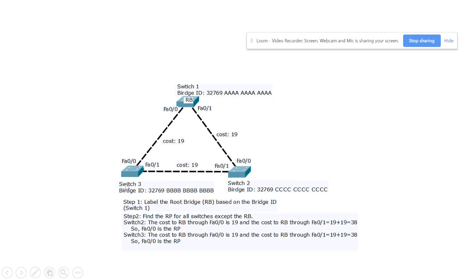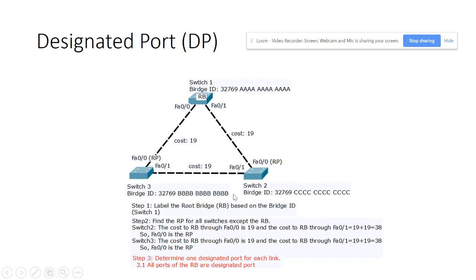Similarly, if we compare switch 3, two paths lead to the root bridge from switch 3. One path is through FA00 and the cost is 19. Another path is through FA01, and the cost is 19 plus 19, that is 38. So the lower cost path goes through FA00. So FA00 of switch 3 becomes the root port. I have labeled FA00 of switch 3 as root port and FA00 of switch 2 as root port.